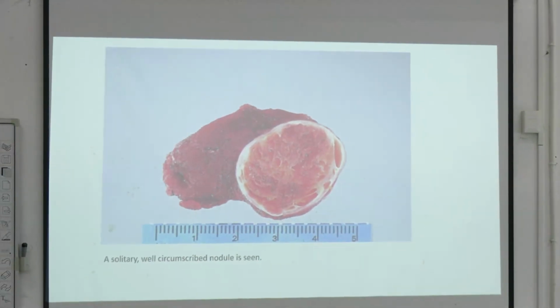Careful evaluation of the integrity of the capsule is therefore critical in distinguishing follicular adenoma from follicular carcinoma, which demonstrates capsular or vascular invasion. In follicular carcinoma, there will be capsular or vascular invasion involvement. But in follicular adenoma, the capsule will be intact. It is a solitary, well-circumscribed nodule.